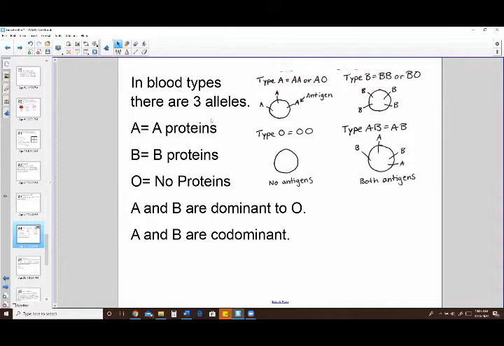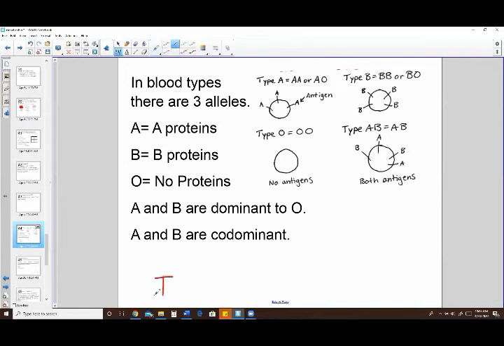In blood types, there are three alleles. There is the A gene, which is going to give you A proteins, the B gene, which is going to give you B proteins, and the O gene, which will give you no proteins. These are often written like this.